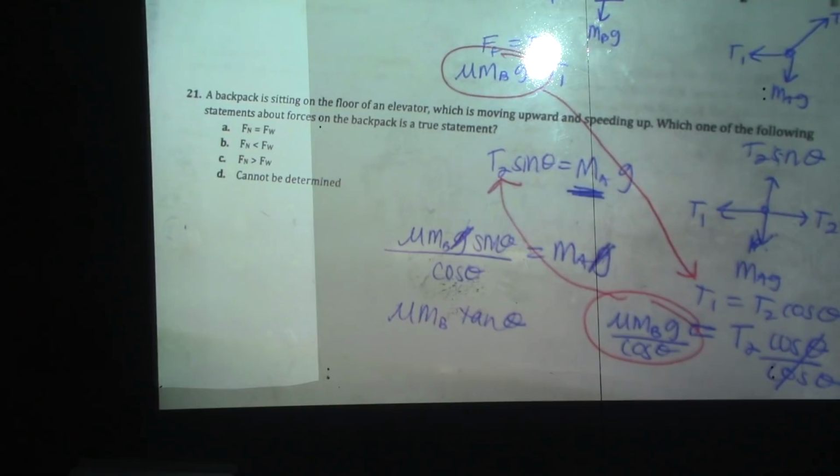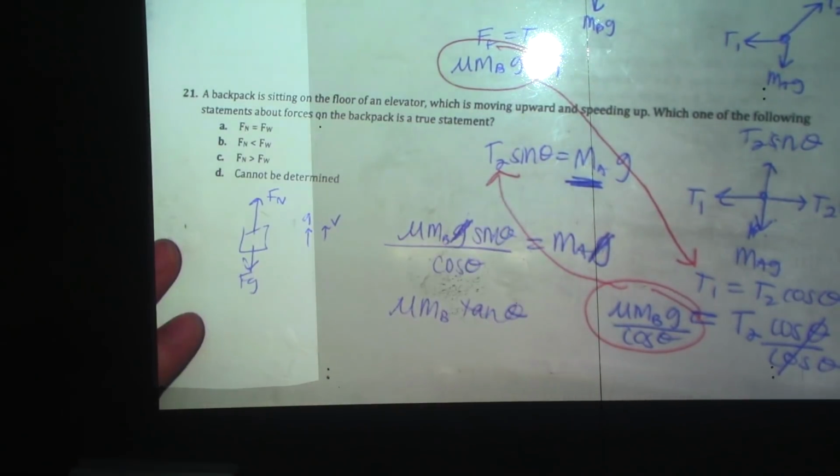Alright, and 21, we are in an elevator. It's moving upwards and speeding up. So first of all, I've got FG. Moving upwards means velocity upwards. Speeding up means my acceleration's in the same direction. So that means Fn would have to be greater. So Fn is greater than the weight, or FG, so C.